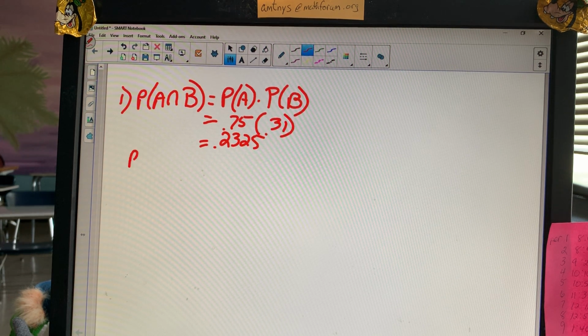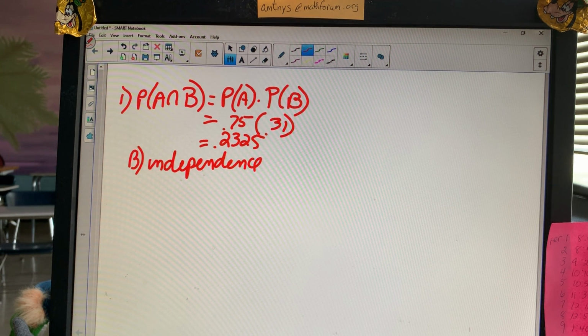Now, we do need to make one assumption in order to use this formula, and that is independence. We need to be sure that A is independent of event B. Otherwise, we cannot use that formula.